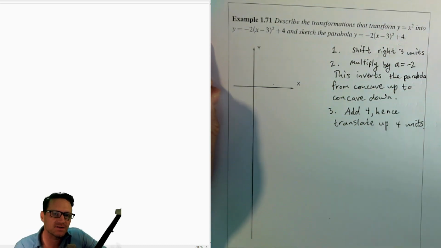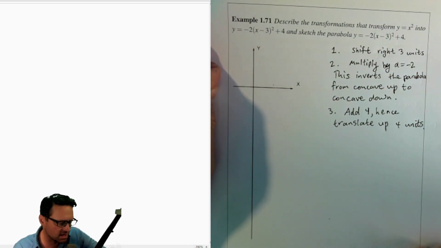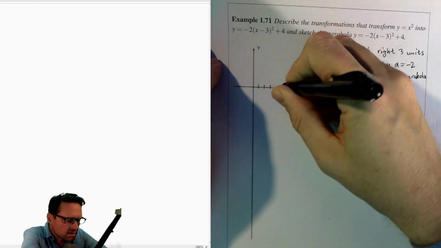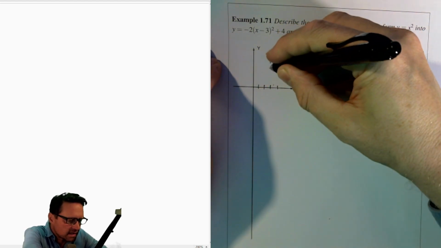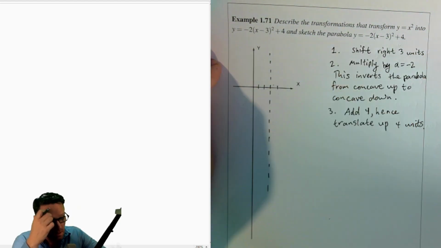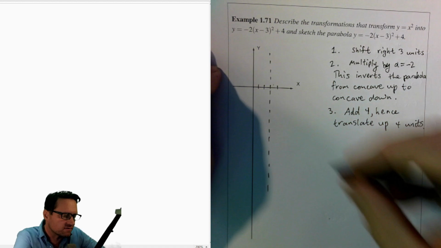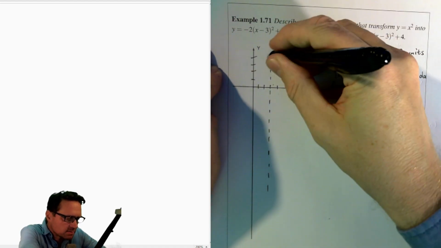Now we've got to sketch the parabola. So what is our axis of symmetry? It's x equals 3. So 1, 2, 3, 4. Okay, let's indicate our axis of symmetry. I like to use a dashed line for that. All right, so when x is equal to 3, y is equal to 4. So here we have a maximum point.